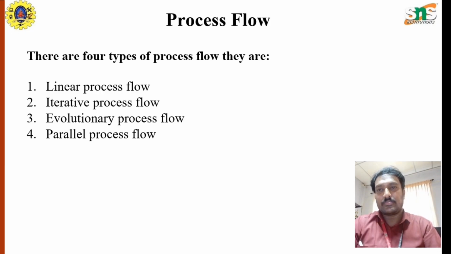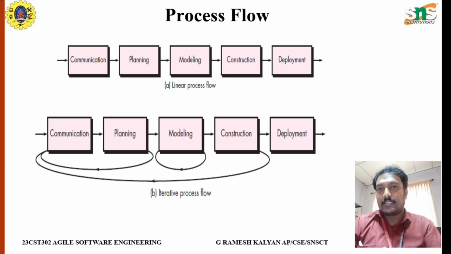In linear process flow the process goes like a linear process, that is one by one. First communication, planning, modeling, construction, deployment. This is the process carried out. The next one is iterative. As you know, iterative is a process of doing it again, and it is a looping process. After the communication stage the planning is done, and if the end user is not satisfied with the planning stage, the loop comes back to the communication process.